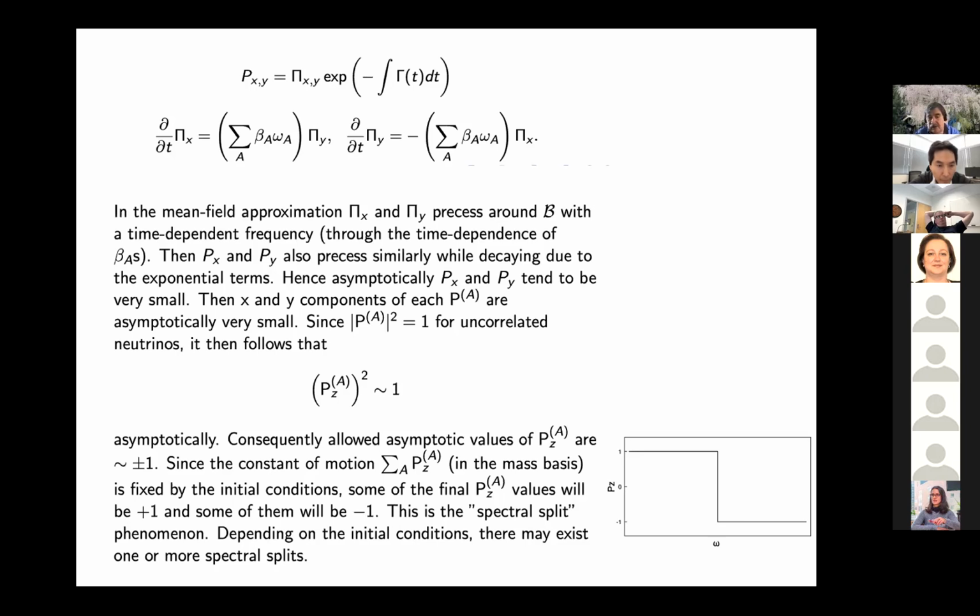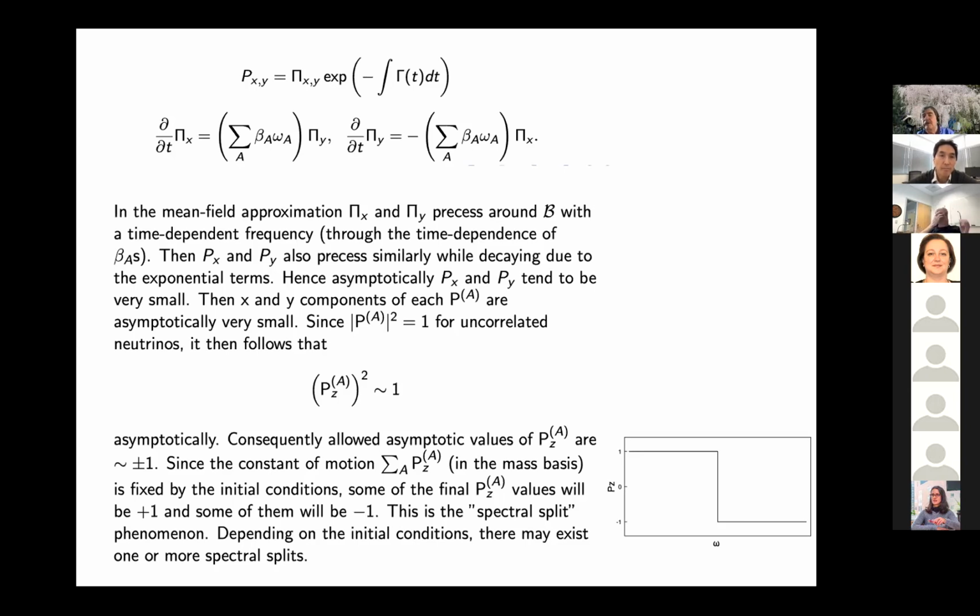But now there's a constant of motion. The total Pz has to be conserved. It's fixed by the initial conditions. So some of the final Pz values will be plus 1, and some of them will be minus 1. And this is the spectral split phenomenon in the mean field.